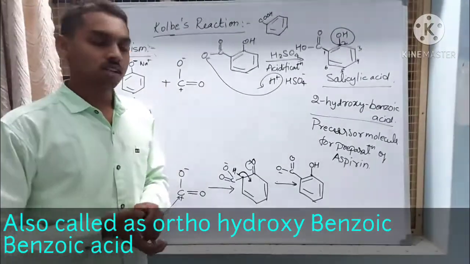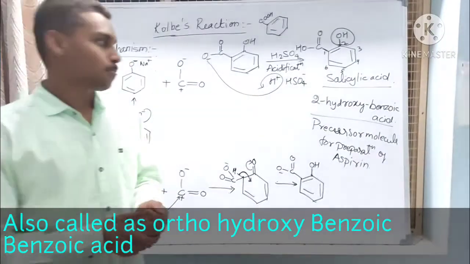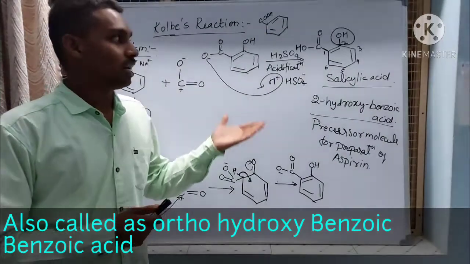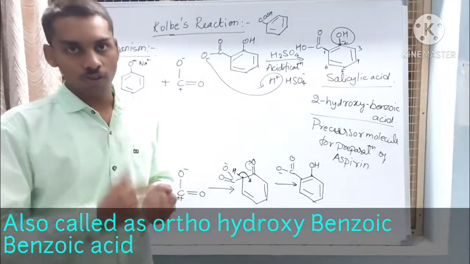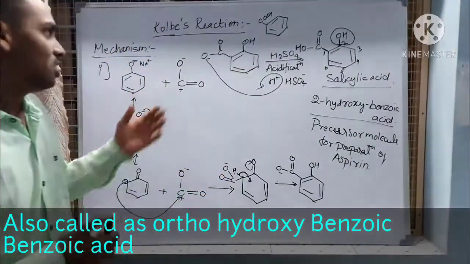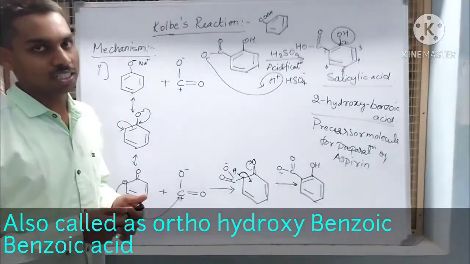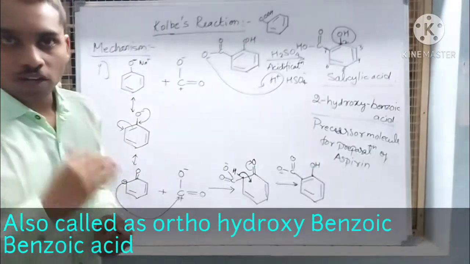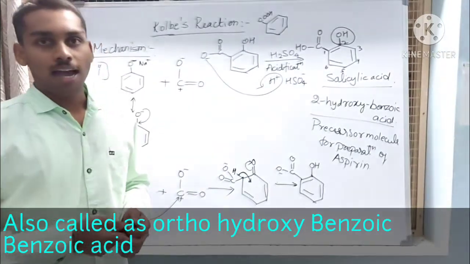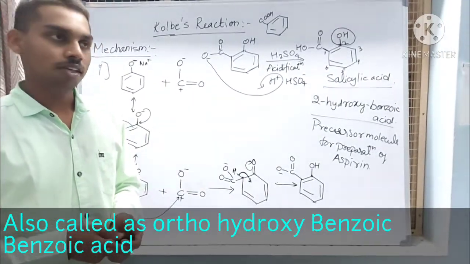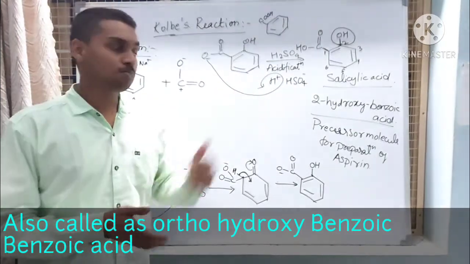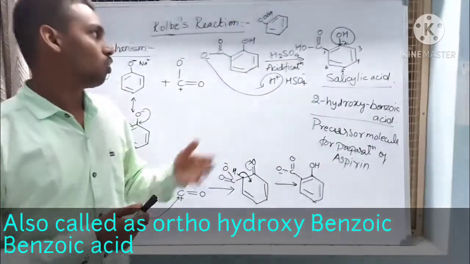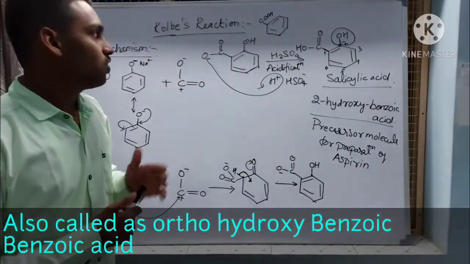So whatever we have learned in this video is that we prepare salicylic acid from phenol in a NaOH medium, that is, basic medium, at a temperature of about 120 to 140 degrees Celsius and at a pressure of 5 to 7 atmospheres. And in the later part of the reaction, we do acidification, right? This is all about Kolbe's reaction.